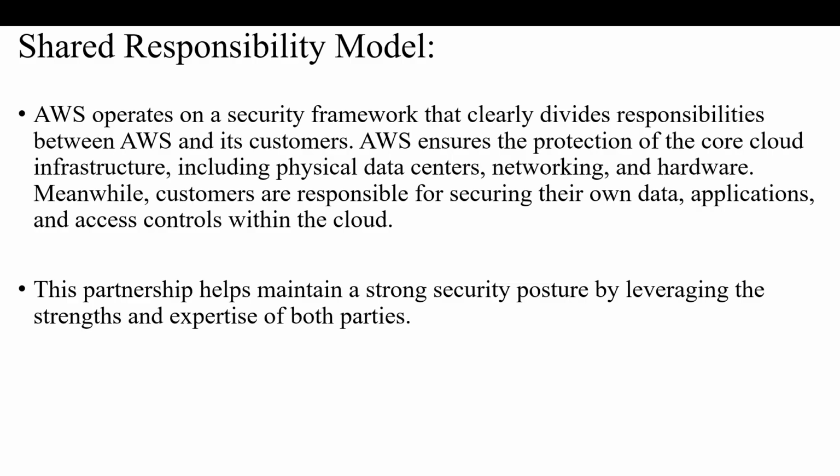Shared responsibility model. AWS operates on a security framework that clearly divides responsibilities between AWS and its customers. AWS ensures the protection of the core cloud infrastructure, including physical data centers, networking, and hardware. Meanwhile, the customers are responsible for securing their own data, applications, as well as the access they give to control within the cloud. This partnership helps maintain a strong security posture by leveraging the strengths and expertise of both parties.